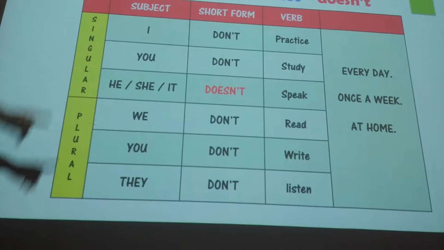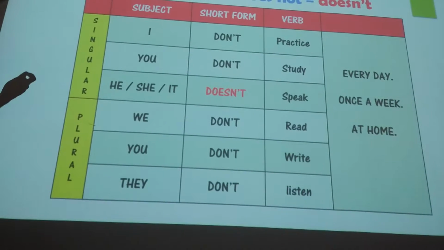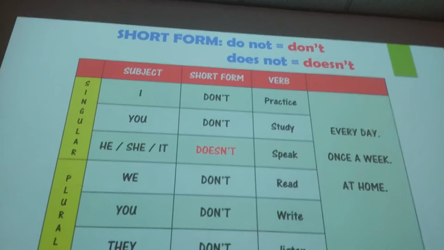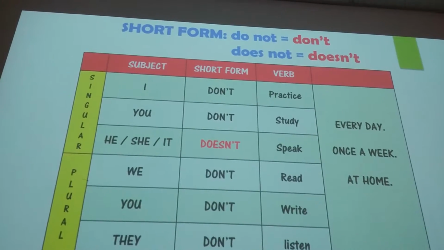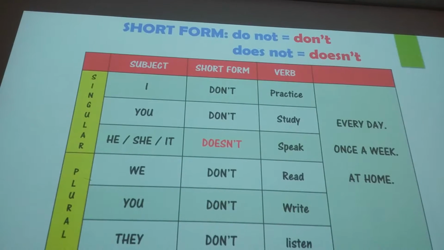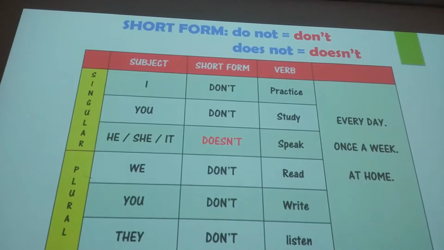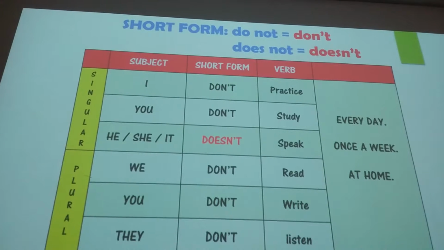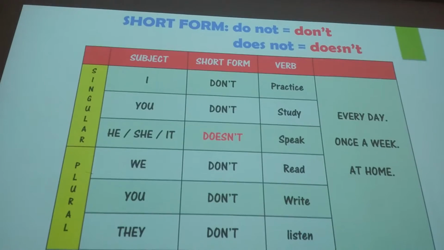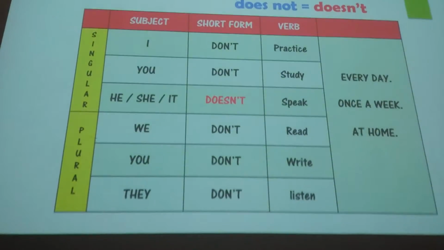So this is for negative, right? With the contraction, of course. Remember, do not or don't. Does not, doesn't. Formal and informal, that thing doesn't exist. Contractions are to speak fluently, remember. So when you're speaking, you need to use contractions, right? It's very common to use contractions.